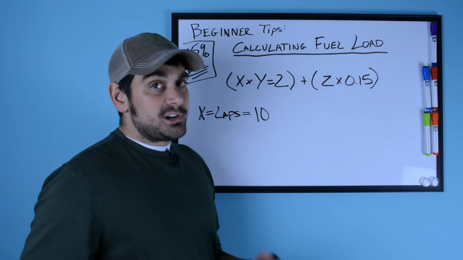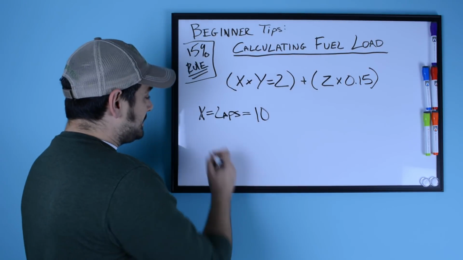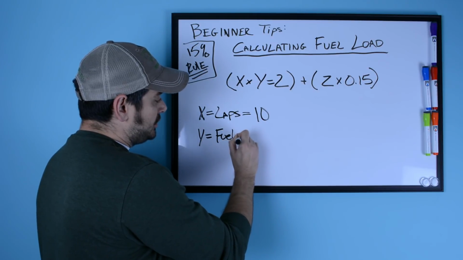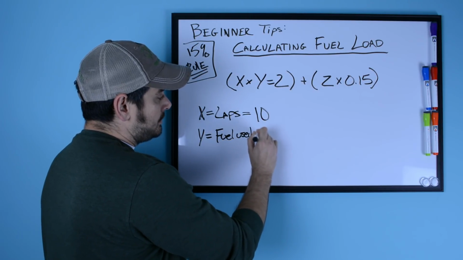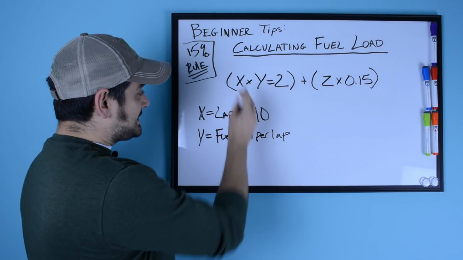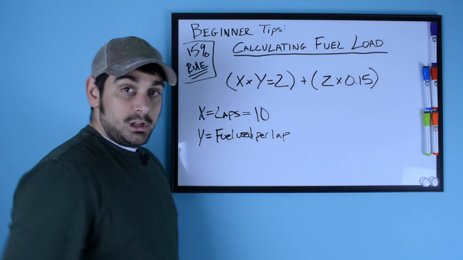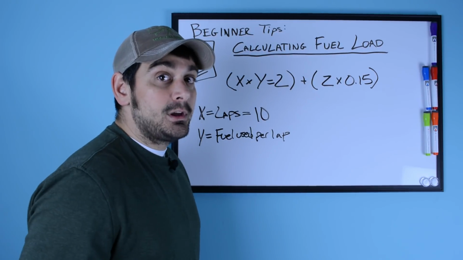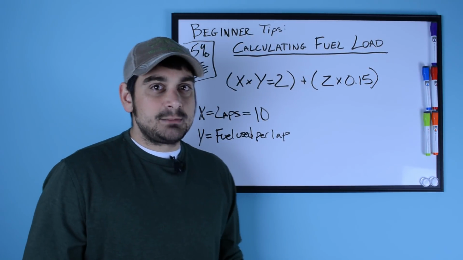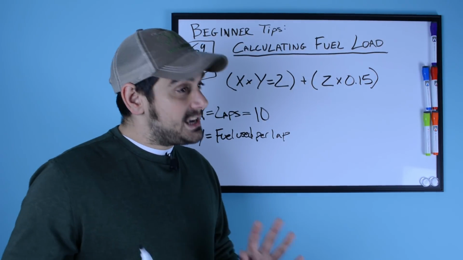Y is a number that you're going to have to get, but it can be calculated pretty easily. Y is going to equal the fuel used per lap. Okay, so X is the laps you're going, Y is the amount of fuel per lap. The way you find the amount of fuel per lap is pretty simple. Again, guys, I know this is a simple concept for those of you who have been racing for a long time, but this is going to be for beginners.